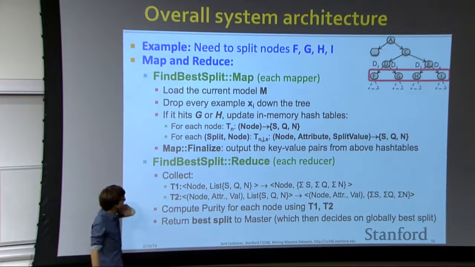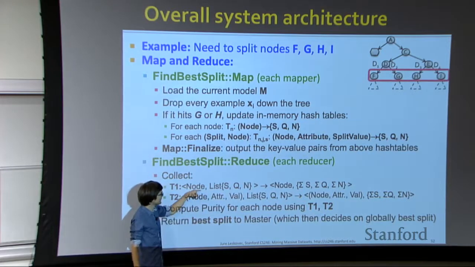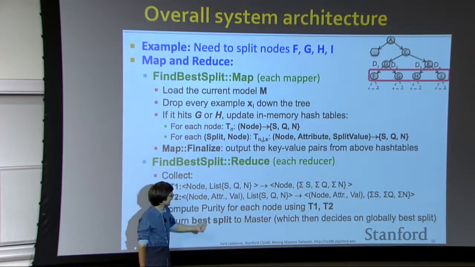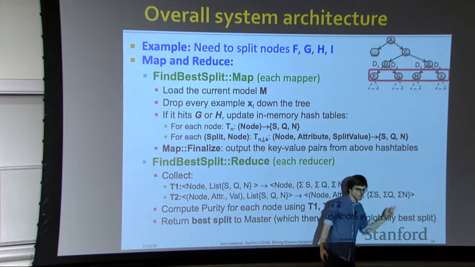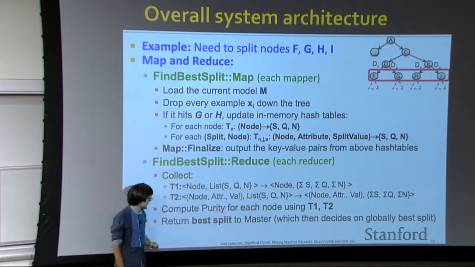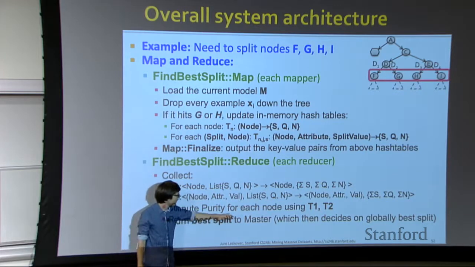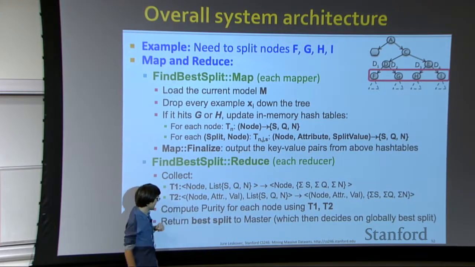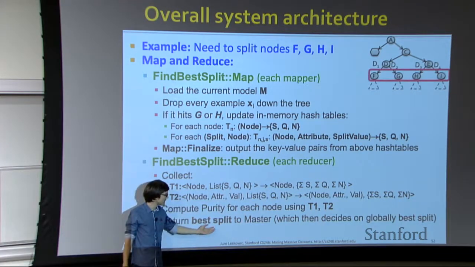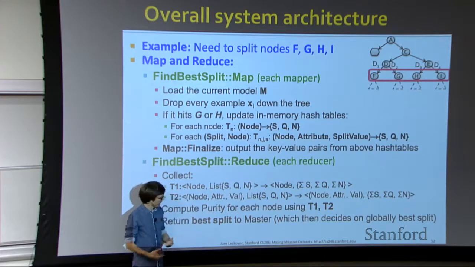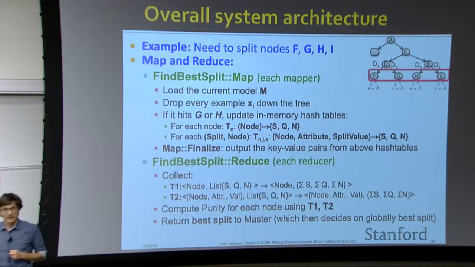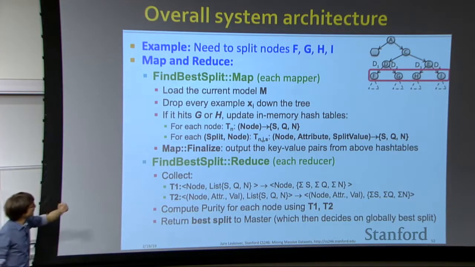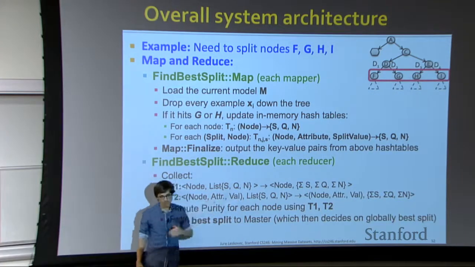And then what does the reducer do? The reducer takes partial statistics for every node in the tree and sums them up. The reducer also takes the partial statistics for every split candidate and sums those up. Using these statistics, the reducer can evaluate the purity of each candidate split, using the data in T1 and the data in T2. Then it can return the best split, the split with the largest purity, to the master, who can then decide what to do. Essentially, this is one map reduce job to find the best split for a given set of nodes with a predefined set of split candidates. Okay?